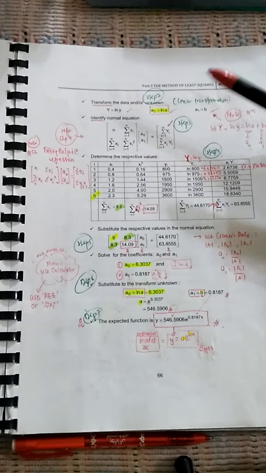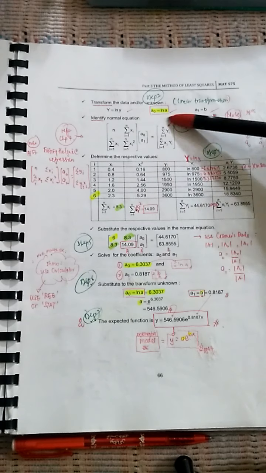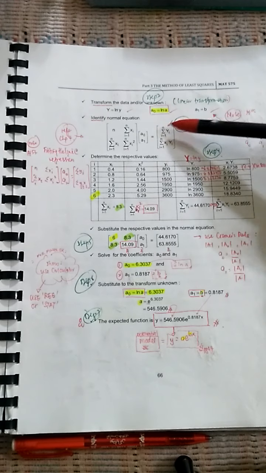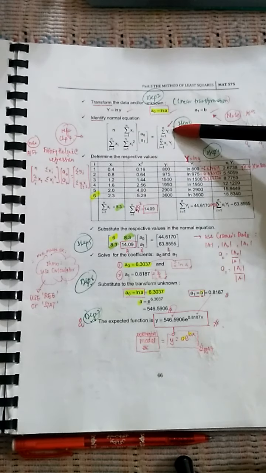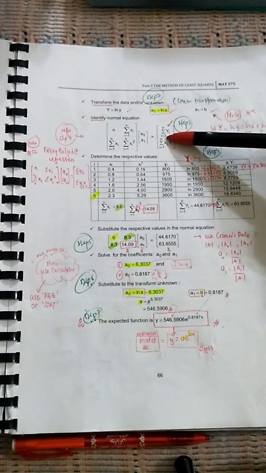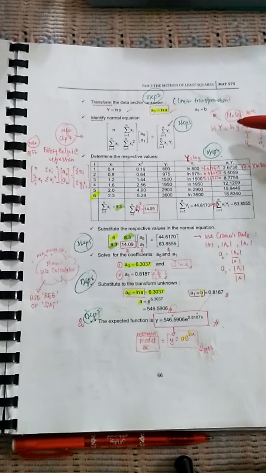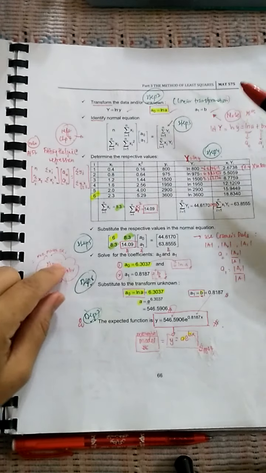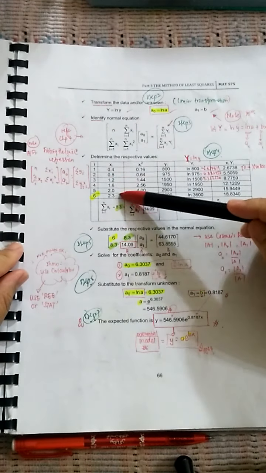Sorry, I made a mistake. So this is the equation where you have the summation of y, which is ln y. Then the summation of xi with capital Yi, which represents, remember, Y is your ln y. So next, once you have identified this, create the table.